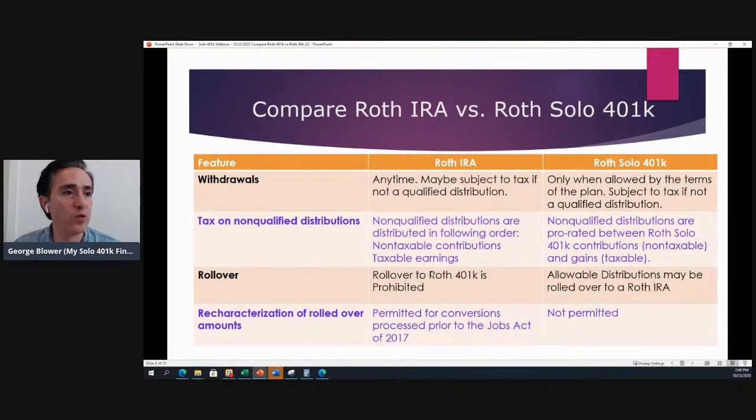So rollover rules. So you cannot roll over a Roth IRA to any type of 401k because of the Roth IRA rules, including a Roth Solo 401k. So that's going to be prohibited. Whereas with the Roth Solo 401k, assuming you meet that triggering event, you could roll over the money to a Roth IRA.